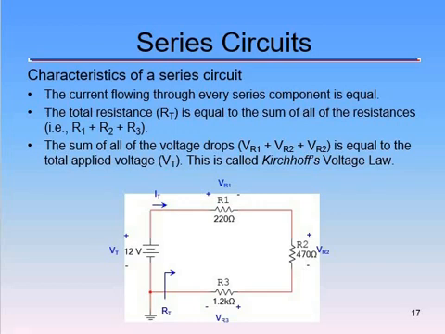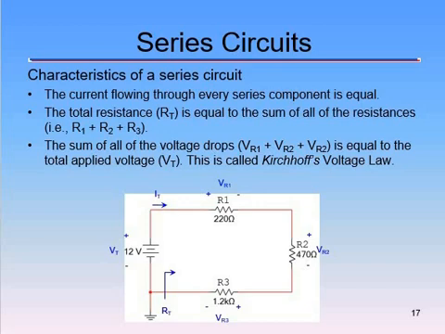So what you need to know are all of these characteristics about a series circuit. You need to know that the current flowing through every series component is equal. So the current that flows through R1, the current that flows through R2, and the current that flows through R3 is all the same current. So if it's 5 amps, everybody's getting 5 amps there. Think of everybody just standing in a circle holding hands. That's what a series circuit is.